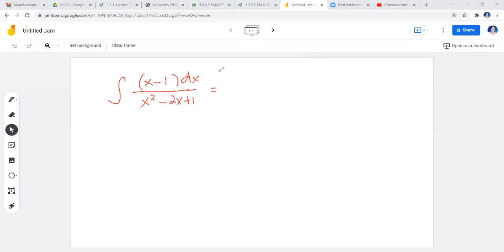Okay, so in my understanding, this is the way you do it. You have x dx over x squared minus 2x plus 1. Yes, miss. And then you have minus dx over x squared minus 2x plus 1. Yes. If that's the way you do it, Harvey, will it be possible for you to integrate?